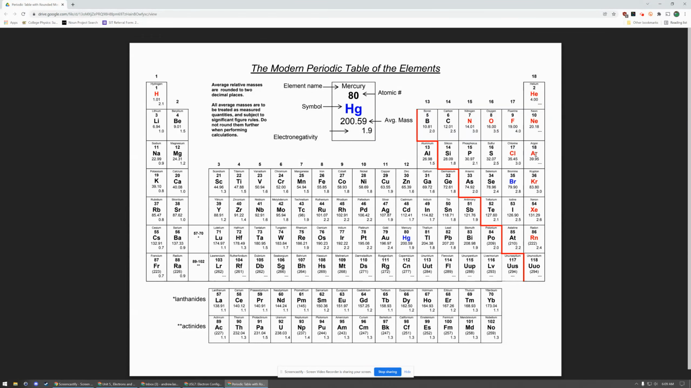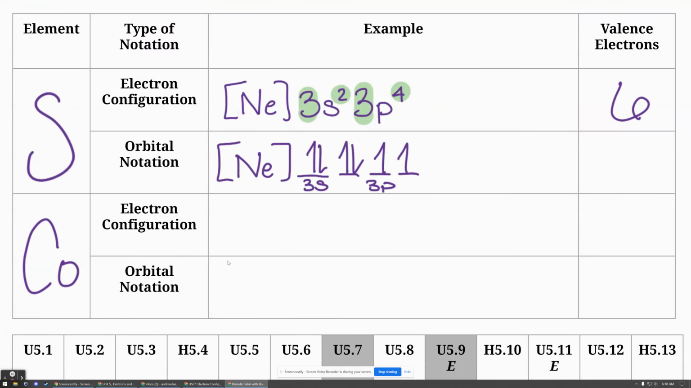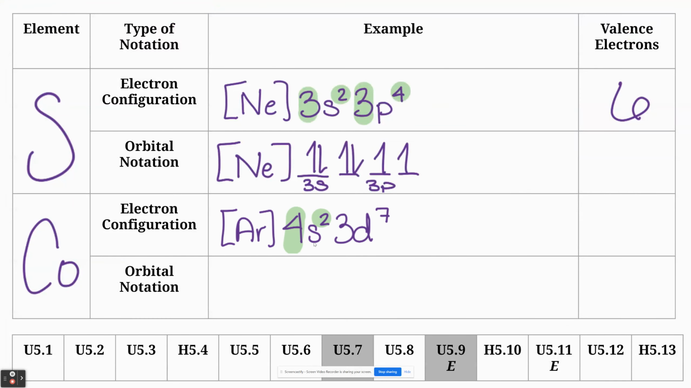So I'm going to say argon, and then I just need to do 4s here for these two, so 4s2, and then 3d, 1, 2, 3, 4, 5, 6, 7 to get to cobalt there. So I do argon, 4s2, 3d7, and then valence electrons again right away. Highest number here is 4, so highest energy level is 4, 2 electrons in it. So our valence electrons are 2.